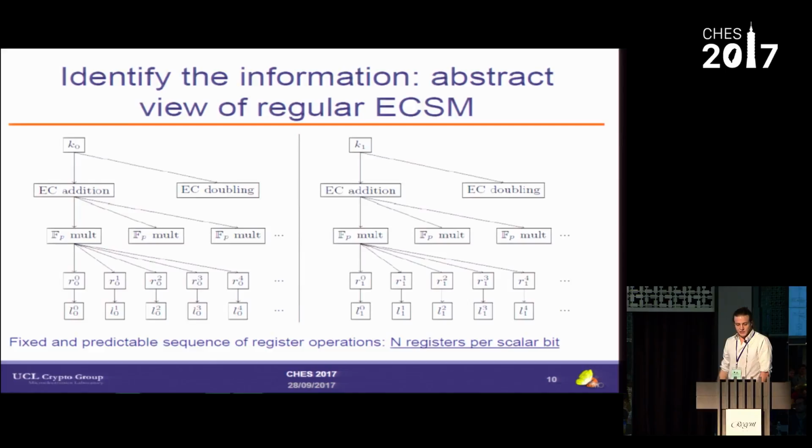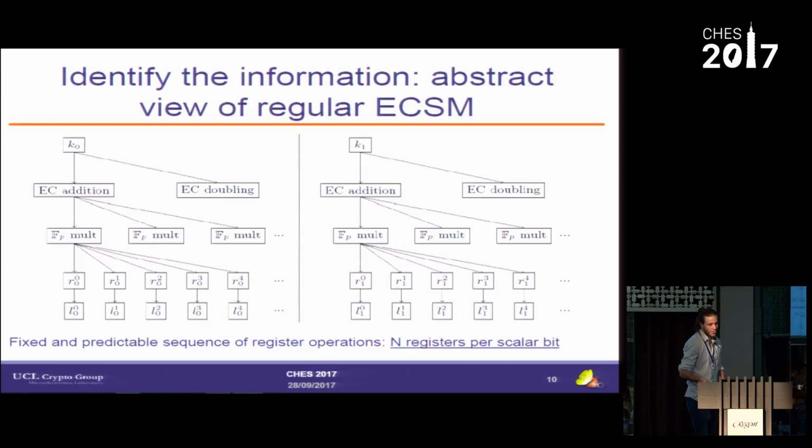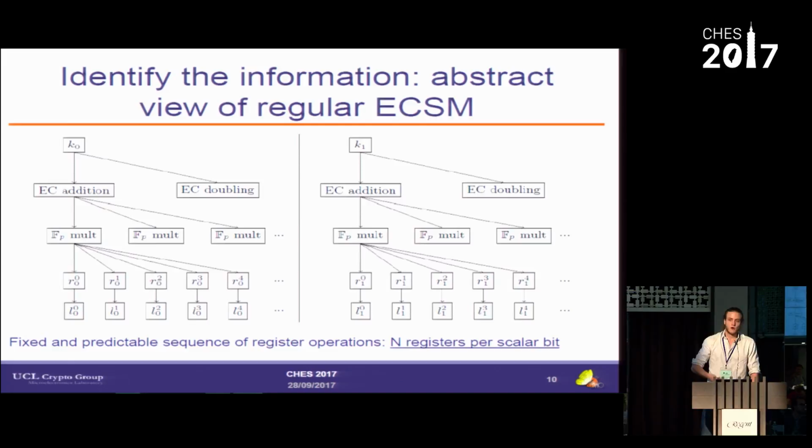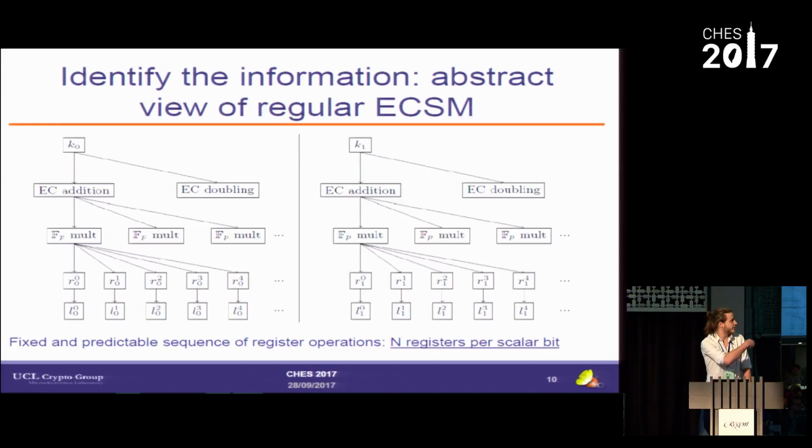Let's zoom a little bit into the scalar multiplication algorithm. On the top, we can see the scalar multiplication algorithm as a serial manipulation of the scalar bits. Each time we manipulate a bit, we have two elliptic curve operations. Each elliptic curve operation has some field operations, here I just show field multiplication, which have addition, subtraction, and so on. And for each field operation, we have to do some register operations at the architecture's level.